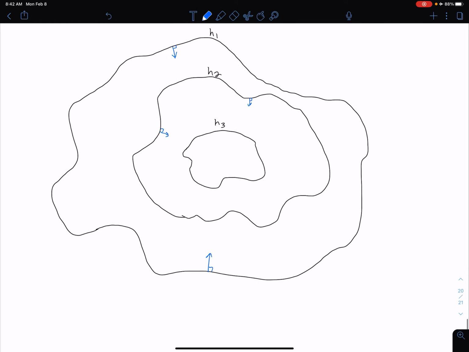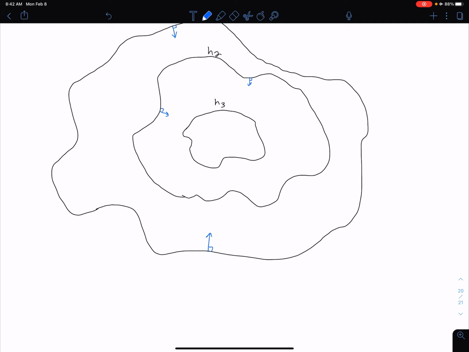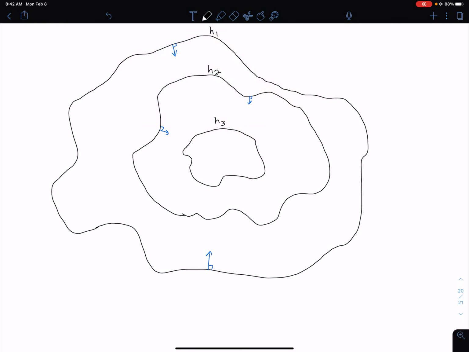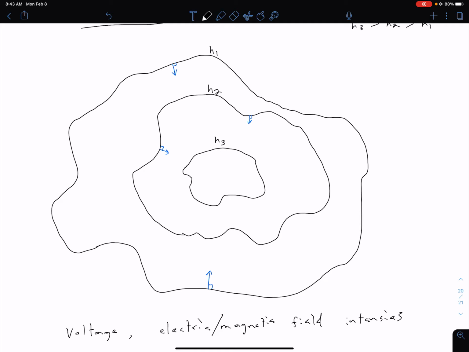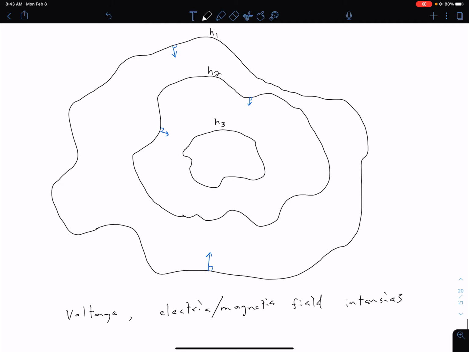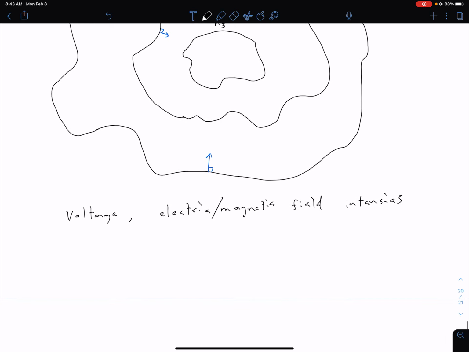In addition to this, we can extend this idea to quantities that are a little more difficult to visualize, such as voltages. We could also talk about electric or magnetic field intensities, because of course our electric and magnetic fields have directions, but we can talk about the intensities in terms of scalars. With any of these quantities, we can have these gradients, which show us the direction of the maximum rate of change and what that rate of change is.